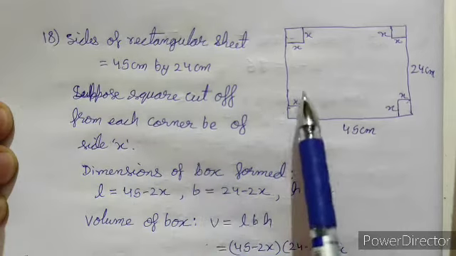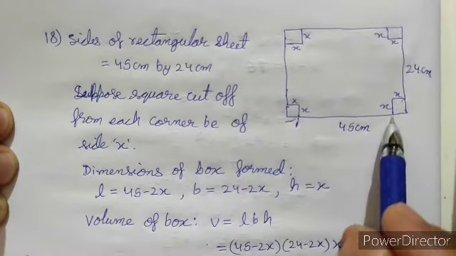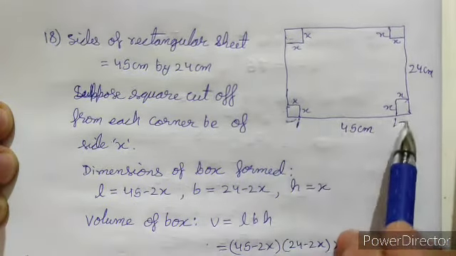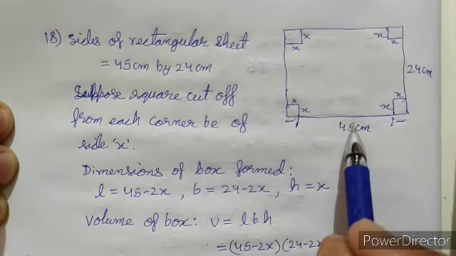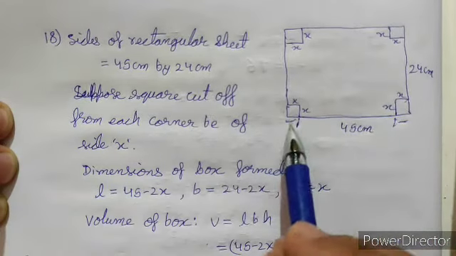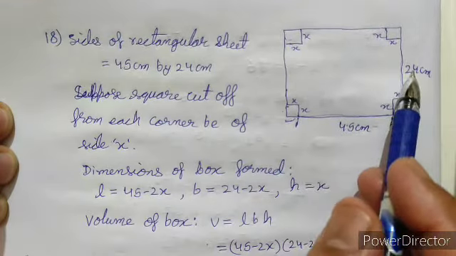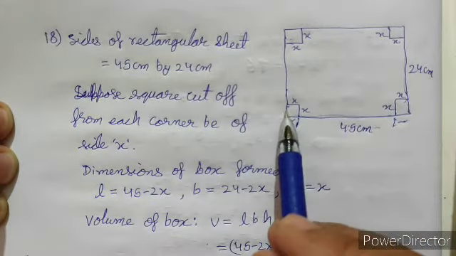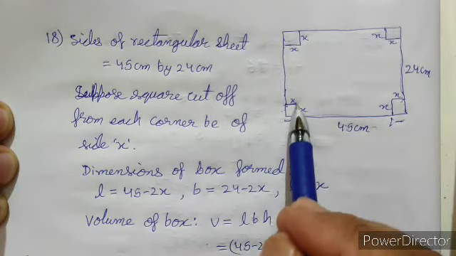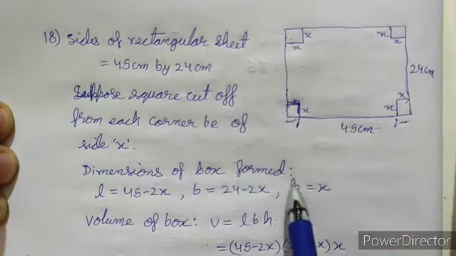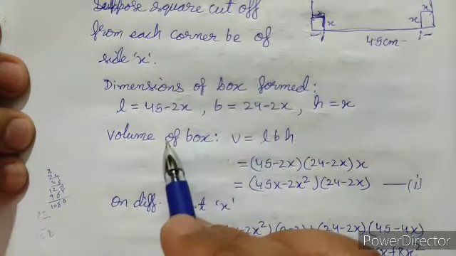Now the dimensions of the box formed will be, here x and x. Now a length of x centimeter is cut off from both the ends, so the length of the box will be 45 minus x minus x, that means 45 minus 2x. Similarly, the breadth of the box will be equal to 24 minus 2x, and the height of the box will be equal to the side of the square piece cut off, that will be equal to x.